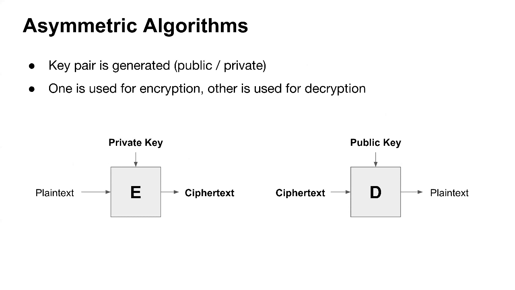The second category is asymmetric algorithms. Here you have a key pair, which is a public and private key pair. One of those keys is used for encryption, and then the other one is used for decryption. So here you can see on the left, we're encrypting our plain text with a private key, where then on the right, we're decrypting that ciphertext using the public key.